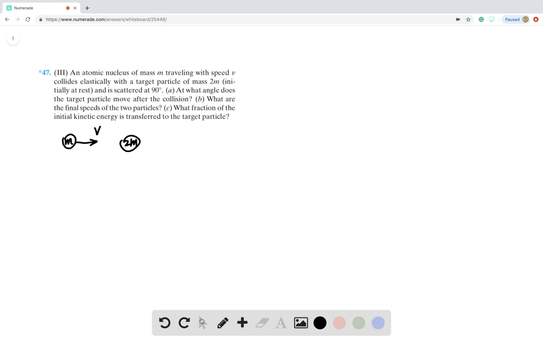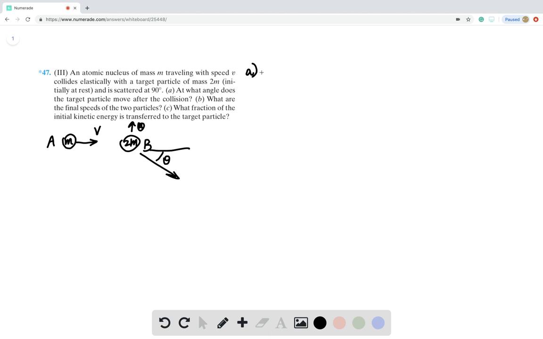So if I call this A and I call this B, after the collision, A is going up, or it could be going up, but it's 90 degrees. Then B will be moving at some other angle, theta. We are asked at what angle does the target particle move after the collision. So this is a question of conservation of momentum in two different directions. It's conserved in both the x direction and the y direction.